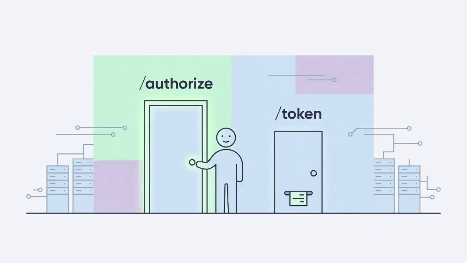2 endpoints drive every OAuth interaction. The authorize endpoint is the front door. That's where the user logs in and clicks allow. The token endpoint is the back door. That's where the client trades its short-lived authorization code for a real access token. One door handles consent, the other handles credential exchange.